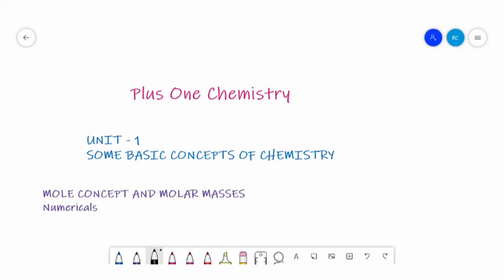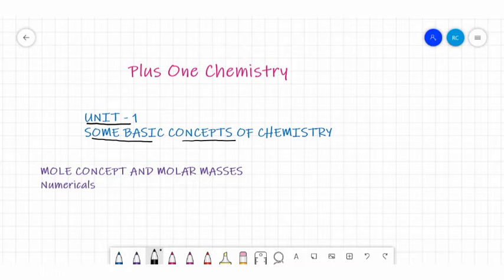Today we will discuss Plus 1 Chemistry Unit 1, Some Basic Concepts of Chemistry. So far we discussed the mole concept, molar mass, and the laws of constant composition and multiple proportion. Also, in the previous video we discussed what is amu and u, atomic mass unit and unified mass. In the last class video, we already discussed what is meant by the mole concept and molar mass. Today, I'm going to discuss some more numericals related to this concept. Okay, so let's start the class.